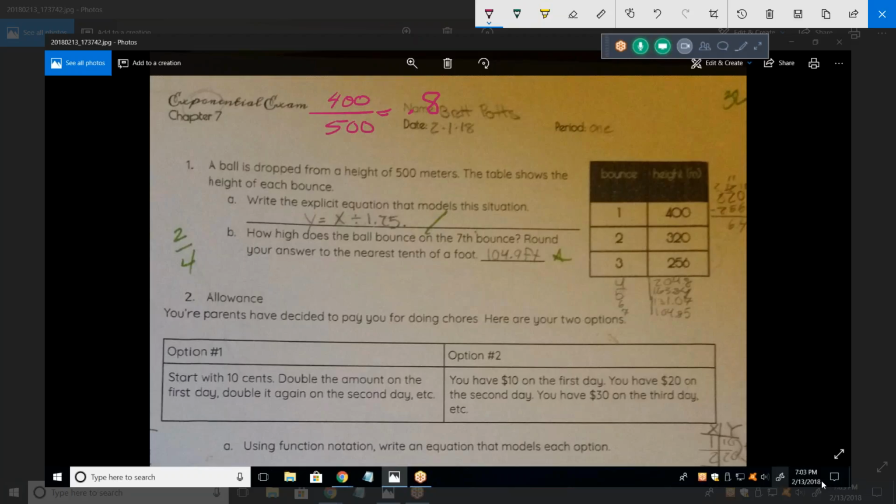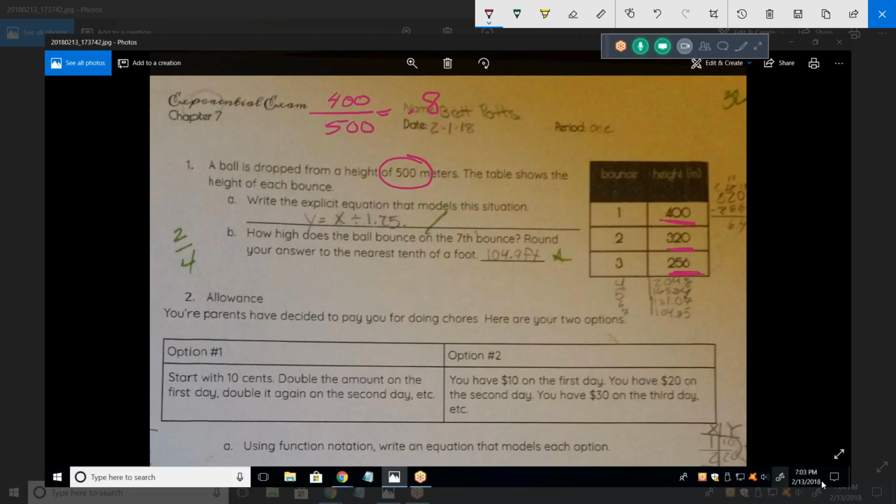And what that tells you is that every single time the ball bounces, it bounces up to a height that is 0.8 times its start. So the first time it bounces from 500 meters, multiply that by 0.8, you get 400. Multiply 400 by 0.8, you get 320. Multiply 320 by 0.8, you get that.